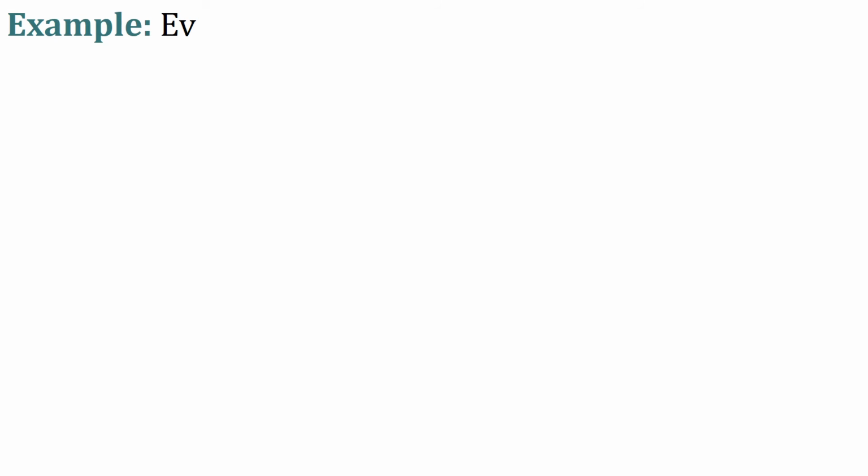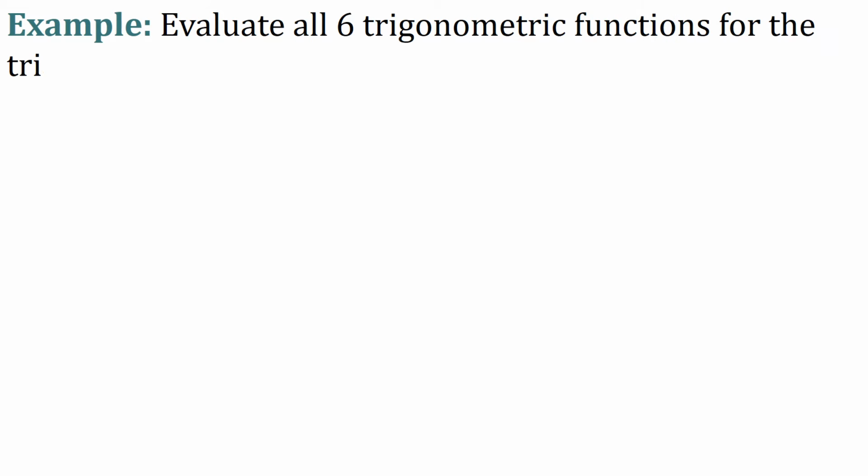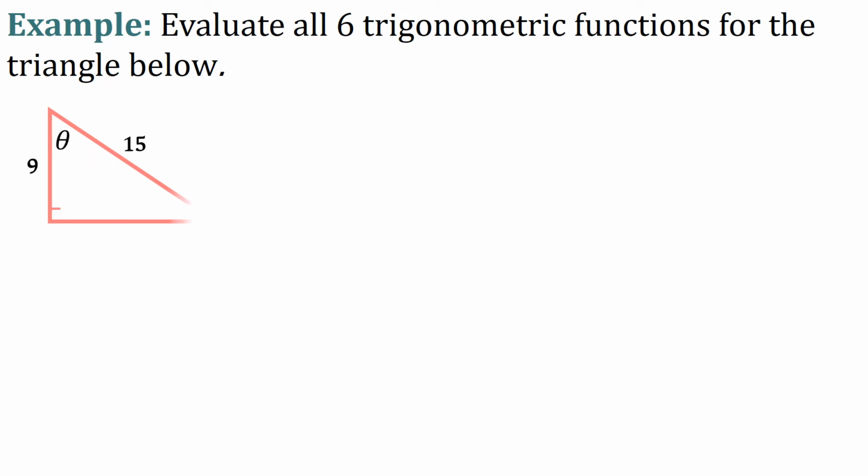Okay, in this example, we're going to still find all 6 trig functions using a triangle. However, this time we're looking at the top angle instead of the bottom, and we have a leg and a hypotenuse instead of having our two legs. So we still need to find the second leg using Pythagorean theorem. Since we know a leg and a hypotenuse, we know A and C. 9 is a leg, so it's A. 15 is C, hypotenuse, so it's C.